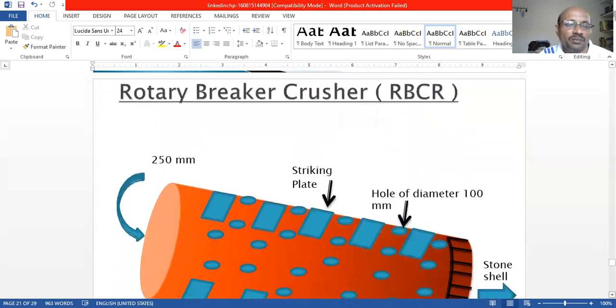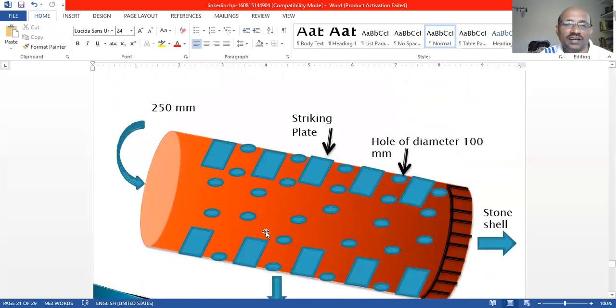And a rotary breaker will be there. One drum will be there. In that drum, it is rotating and crushing. One side it is rotating, one side it is crushing, so that we are going to get 80 mm size of the coal. Okay, 80 mm size of the coal.